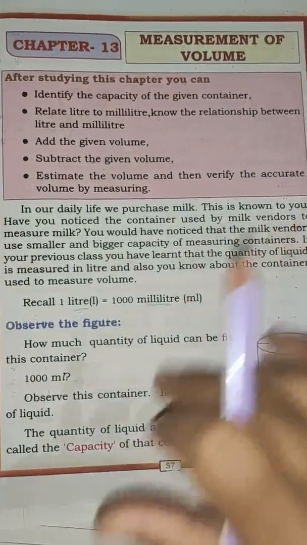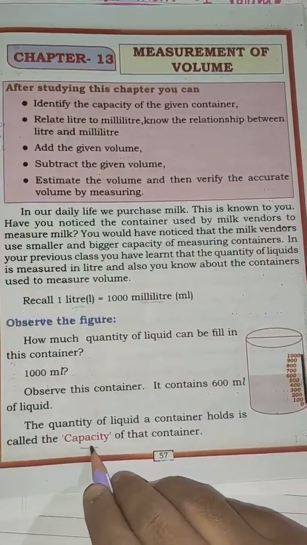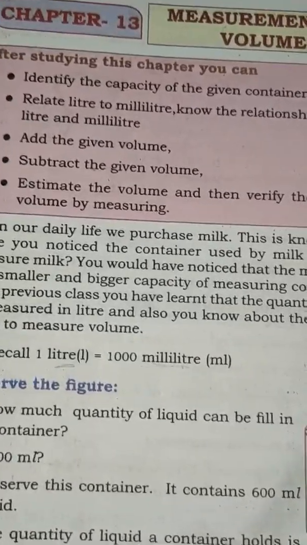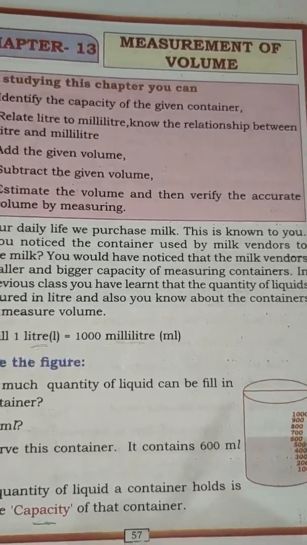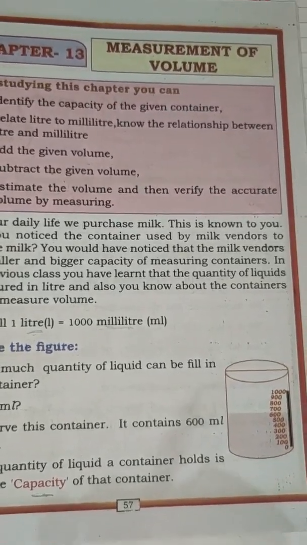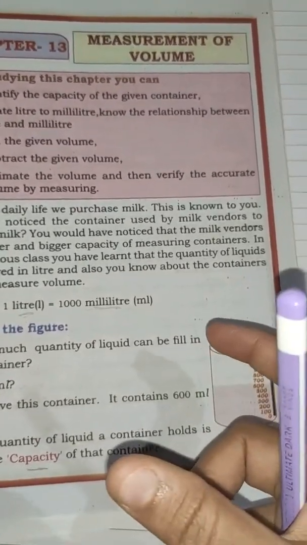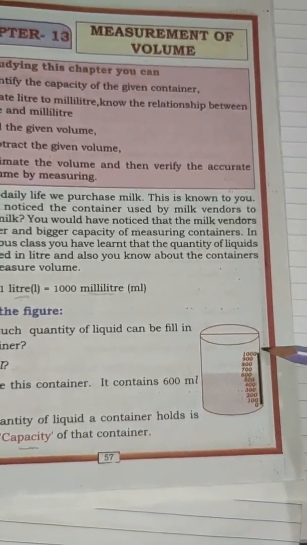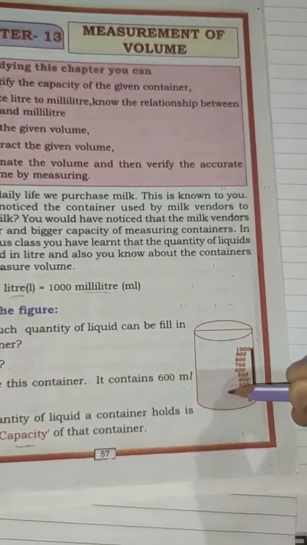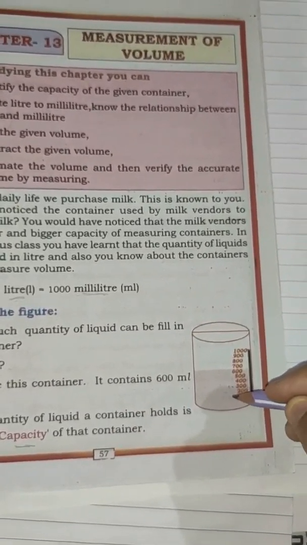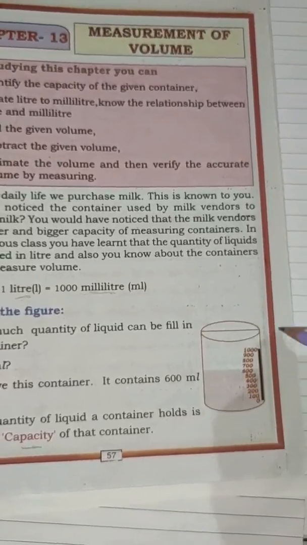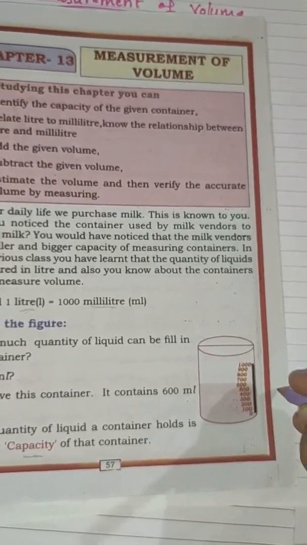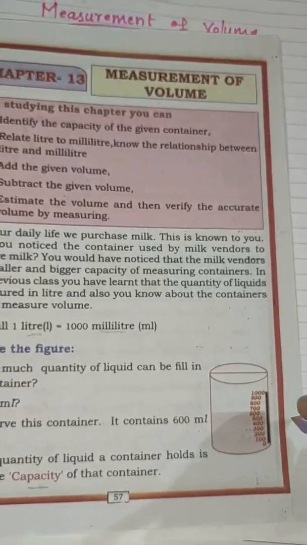And we'll come across one more new word in this lesson, that is capacity. Capacity is nothing but the quantity of liquid a container holds; it is called the capacity of that container. Okay, understood what is capacity, what is volume, and the standard unit of measuring volume?